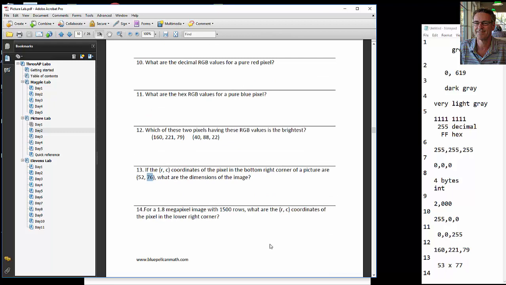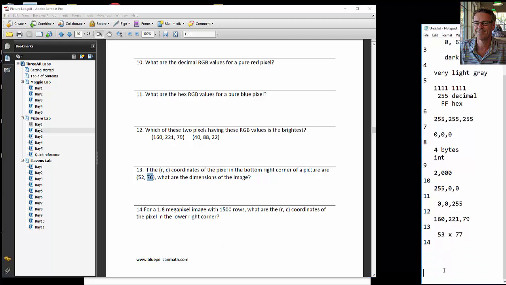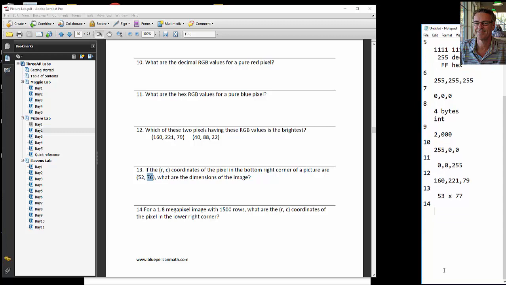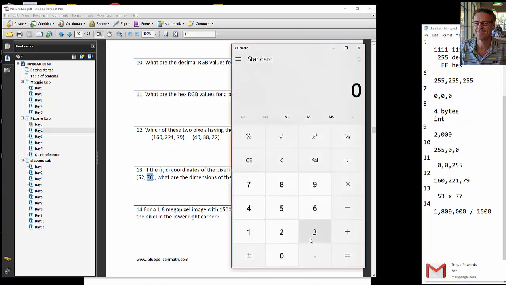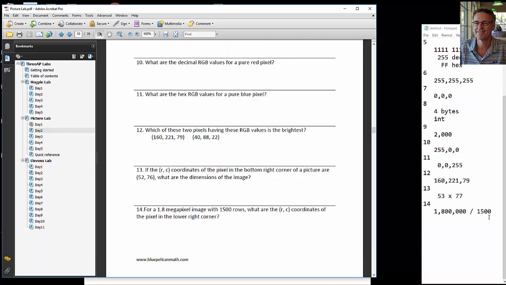14, a 1.8 megapixel. Let's see. It's got 1,500 rows. So how many columns does it have? Oh boy. A little bit of arithmetic here, right? We've got to take 1,800,000 and then divide that by 1,500. Okay. I'm not going to do that in my head. I'm sure I could, but since I'm on video, I'll probably screw it up. So I'll do it on the calculator and divide that by 1,500. And so that's 1,200. What were we figuring out? We're figuring out 1,200 columns. So that's 1,200 columns, right?